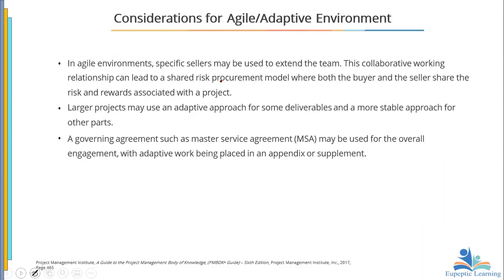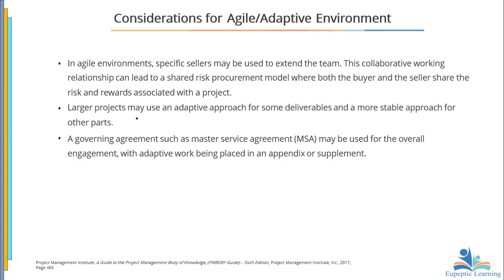For an agile and adaptive environment, like we said, there's a way we look at how procurement is done. There's always a collaborative working relationship, and it leads to the sharing of the risk involved in procuring. As the seller is working on the project, there's ongoing feedback from the seller and from the buyer, and so the risk involved is minimized to a very large extent.